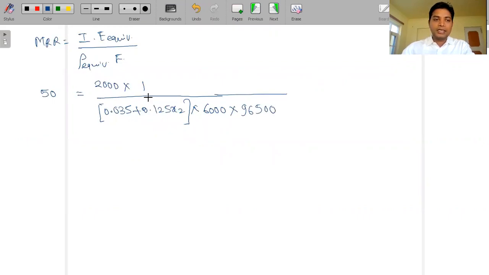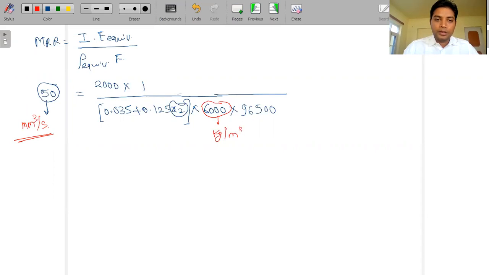Now guys, please confirm the values given to you in the MRR formula, because now we have kept the values. Except for this x2, everything is a number only. So now we can calculate the value of x2, but before that you just have to cross check the units. Here MRR is in mm cube per second, and the density is in kg per meter cube. So you just have to convert these values.